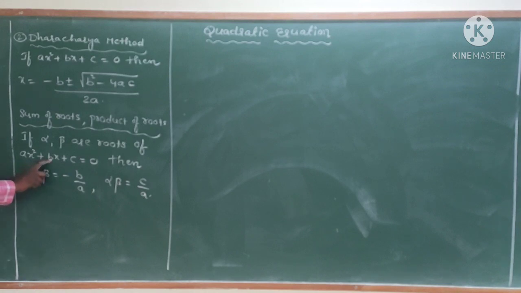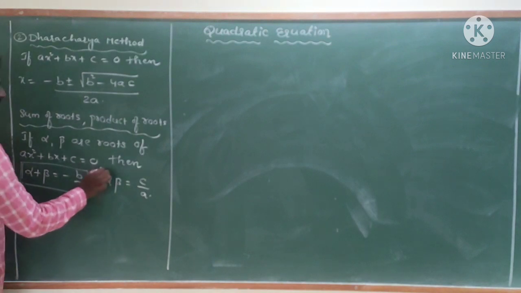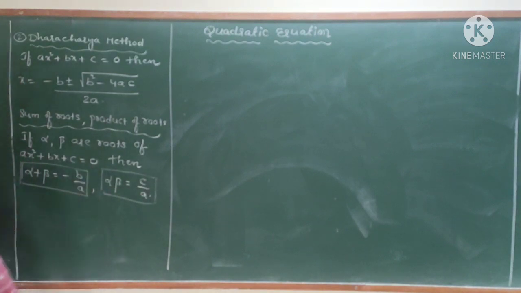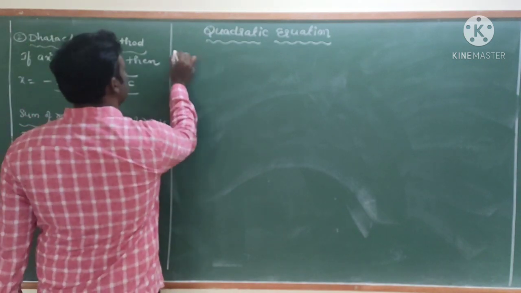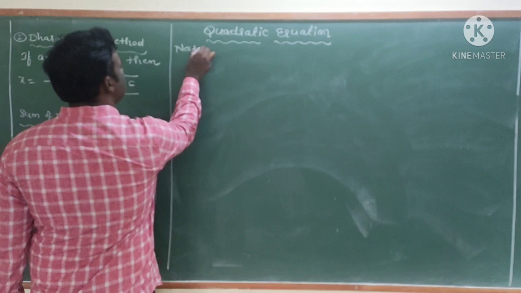Here b is coefficient of x, a is coefficient of x square. The formula for sum of roots is minus b by a, and the formula for the product of roots is c by a. So this is the formula for finding sum of roots and product of roots of a quadratic equation. Next, nature of roots.